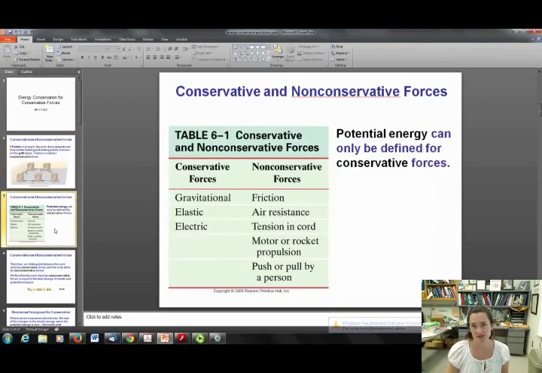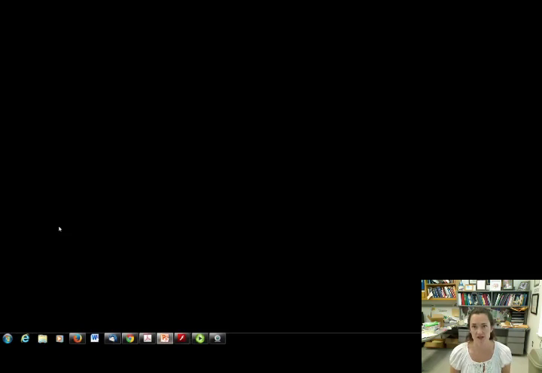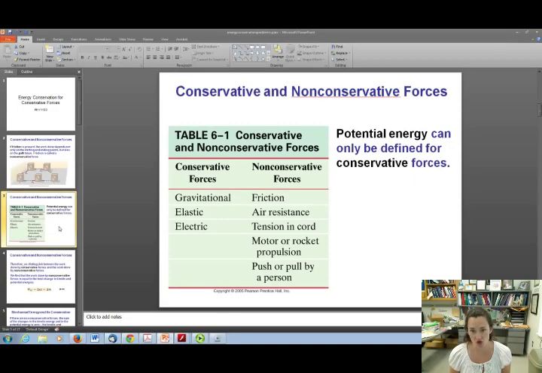If you look at some examples of conservative and non-conservative forces, some that you'll deal with in Physics 1103 and 1104, conservative forces include gravitational force, the elastic force for springs, and the electric force, which you'll learn about in Physics 1104, or the force between charged particles. Those are conservative forces. Non-conservative forces include things like friction, air resistance, drag, tension in cords, rocket propulsion, and pushes or pulls by a person. So those are all examples of non-conservative forces.